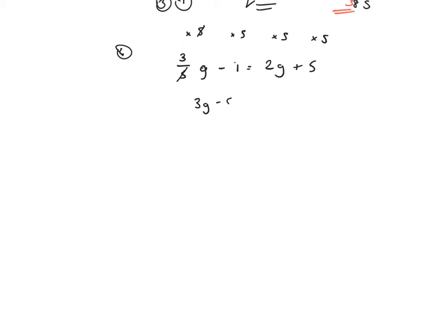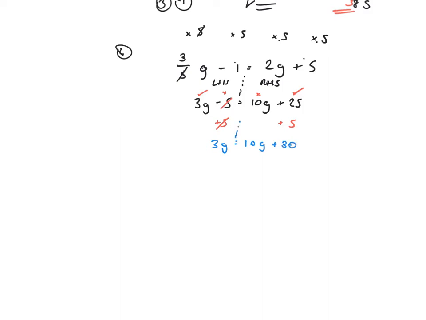1 times 5 is 5, we're minus in the middle. 2g times 5 is 10g. Then 5 5s are 25. Okay, it's then letters to the left and numbers to the right, and this is similar to stuff that we've done today. 3g is okay, minus 5 is not, 10g is not, and 25 is okay. So first of all, I'm going to get rid of minus 5 by adding 5 to both sides. That'll give me 3g equals 10g plus 30.